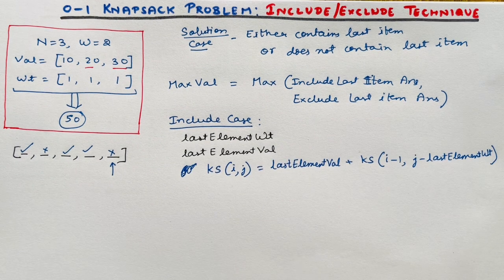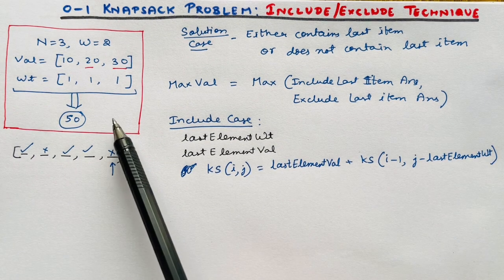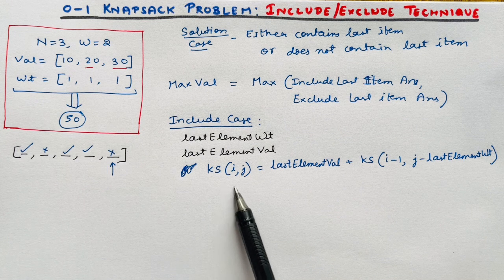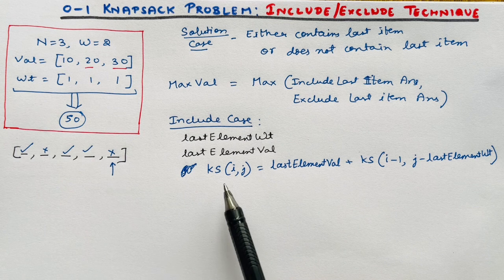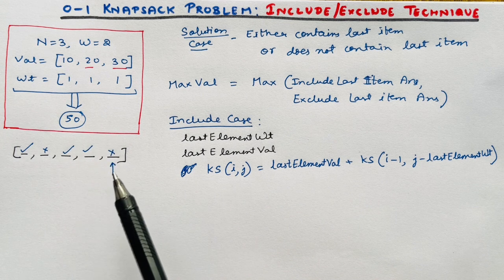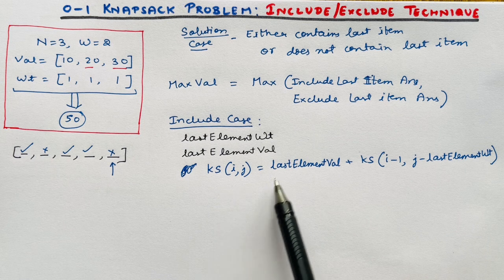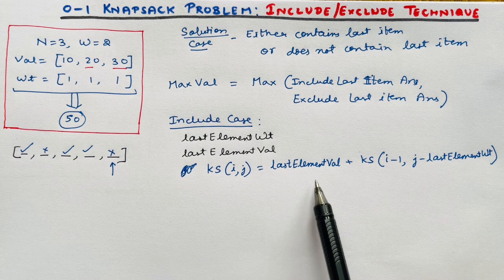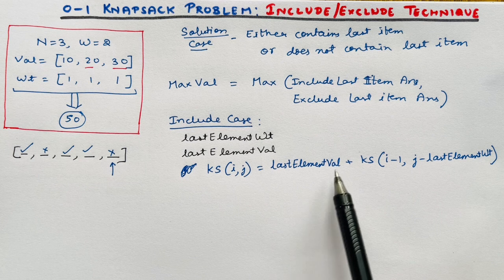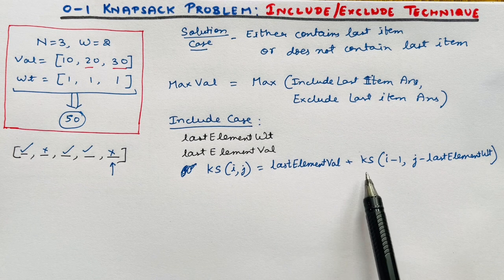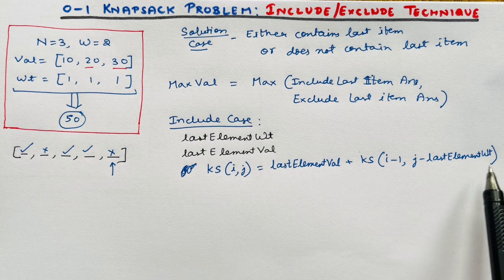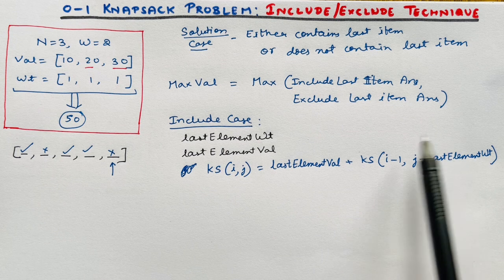So if we are representing our original problem as knapsack of i and j, where i is the number of items and j is the capacity of the knapsack, what is the answer for this include case? Its answer is the value of the last element, since we are including it, plus knapsack of i minus 1 comma j minus last element weight. Why do we say that?